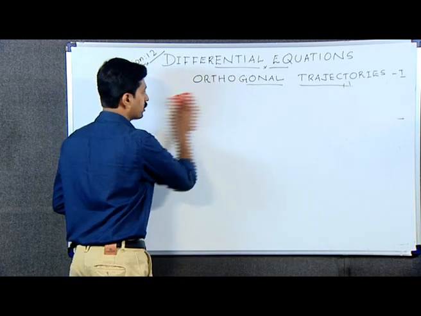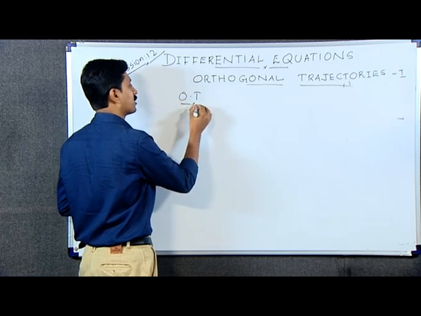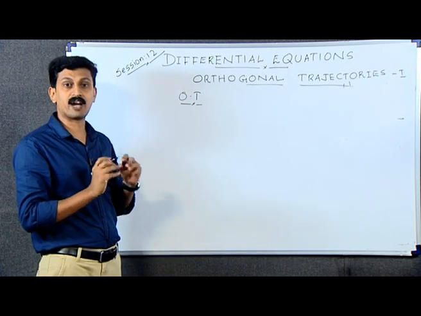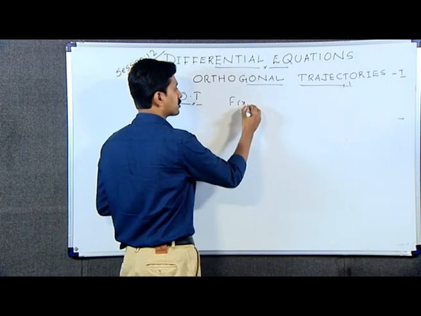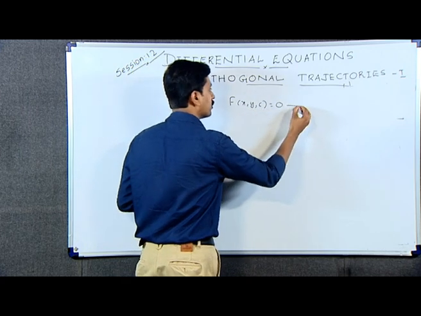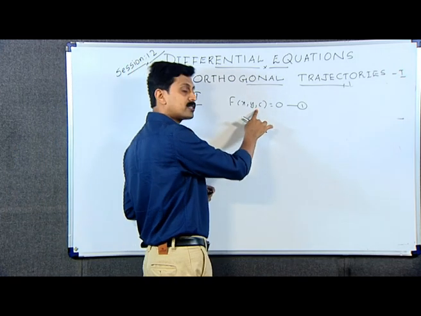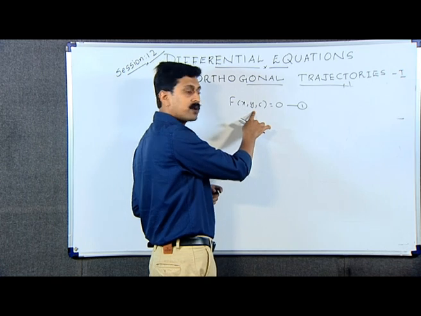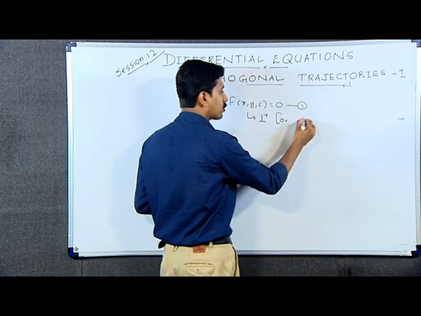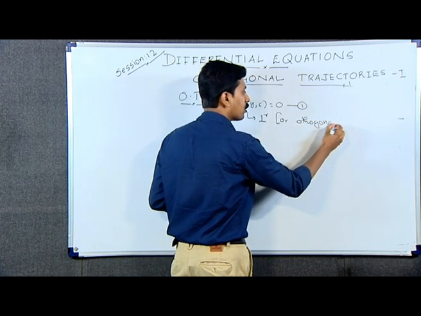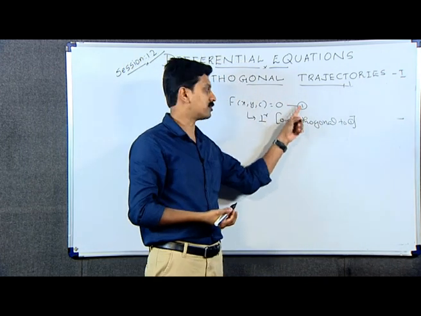Orthogonal trajectories. Before going to orthogonal trajectories, I would like to define what an orthogonal trajectory, or OT, is. Orthogonal trajectories are a family of curves. We already discussed the family of curves, the set of all equations of the form f of x, y, c is equal to 0. I am taking this as a family of curves. For this family of curves there may exist an orthogonal trajectory that is perpendicular or orthogonal to all the members of the family of curves 1.